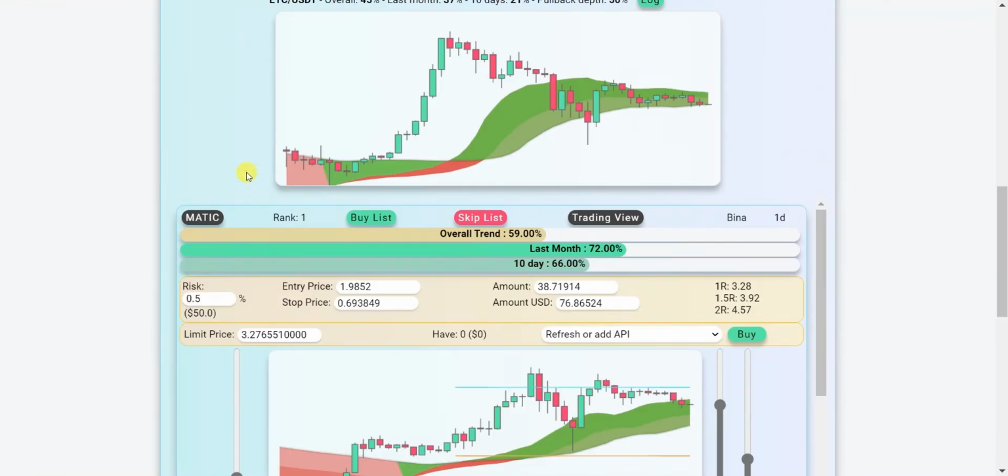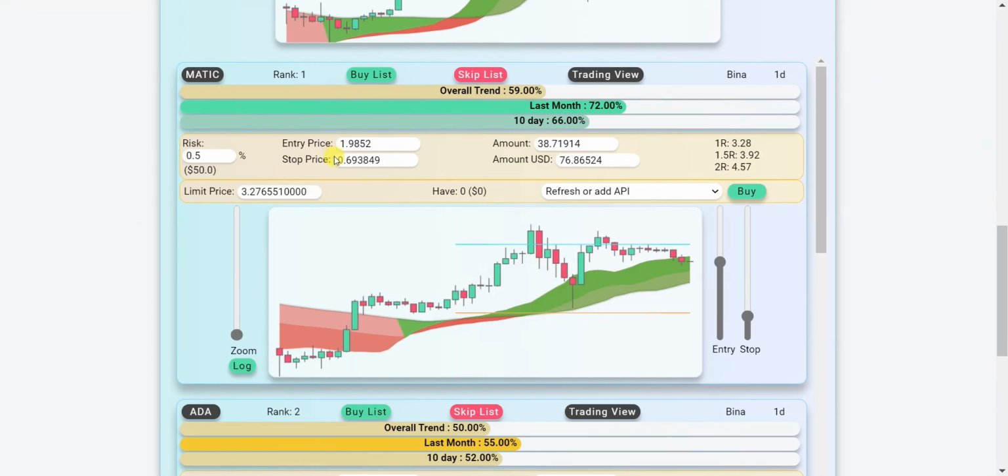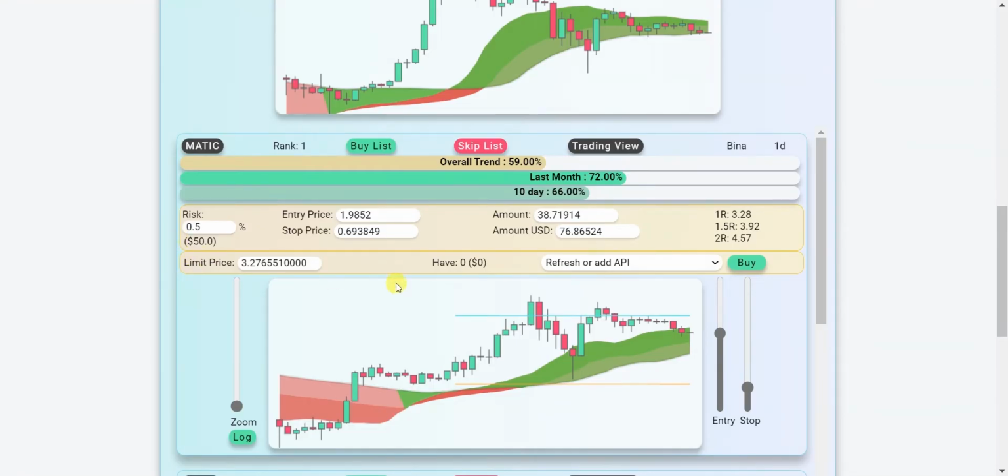So if we move down here into the bot trends section, we can see that there's another risk management section down here. The idea of this section is that it's going to tell you the amounts that you want to buy per trade. This is worked out based on your entry price and your stop. You can see if I move the stop level up here, it's actually increased the amount I can buy in USD. And if I move it down, you can see that it decreases.